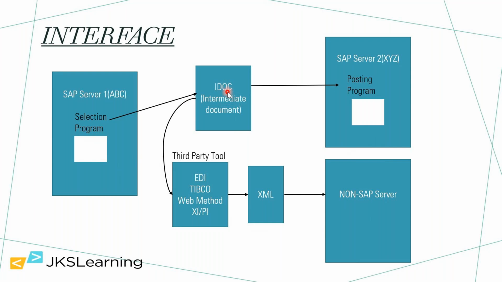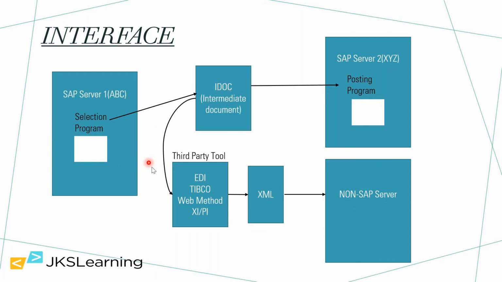This IDOC will be passed to the XYZ customer, which is also on SAP, and on that server we have something called a posting program. This posting program will read the data from the IDOC and store it in the database. As these two are SAP servers, we are just using the IDOC as an intermediate format for sharing information. Now we have one more customer who is not using SAP, they are non-SAP.